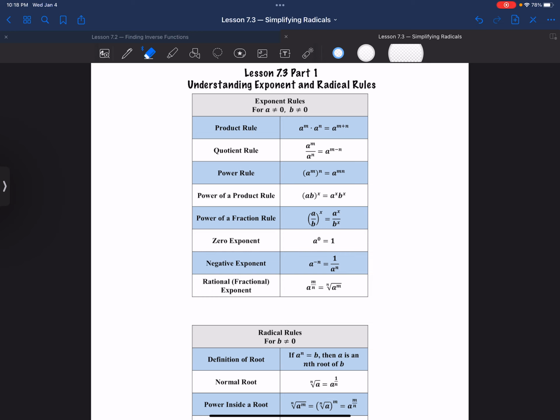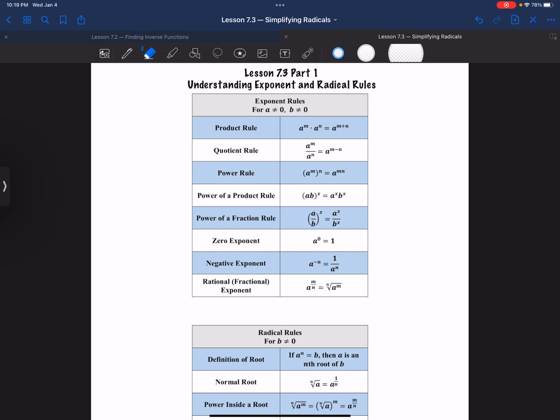I'm thinking that I might split this lesson into maybe 2 or 3 parts, so I don't know yet. I'm going to see as I go. But this first part of the lesson is going to be the most important one because we're going to talk about understanding our exponent and radical rules. All of these rules we use to simplify radicals, and that is the context of this lesson. The overarching theme is simplifying radicals.